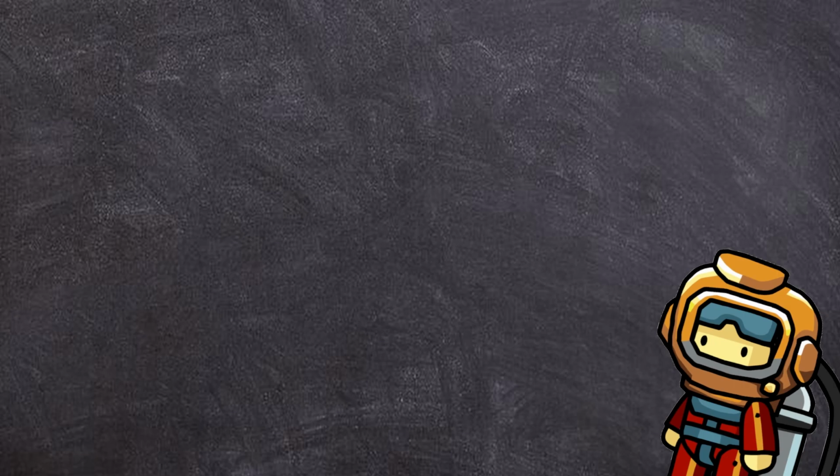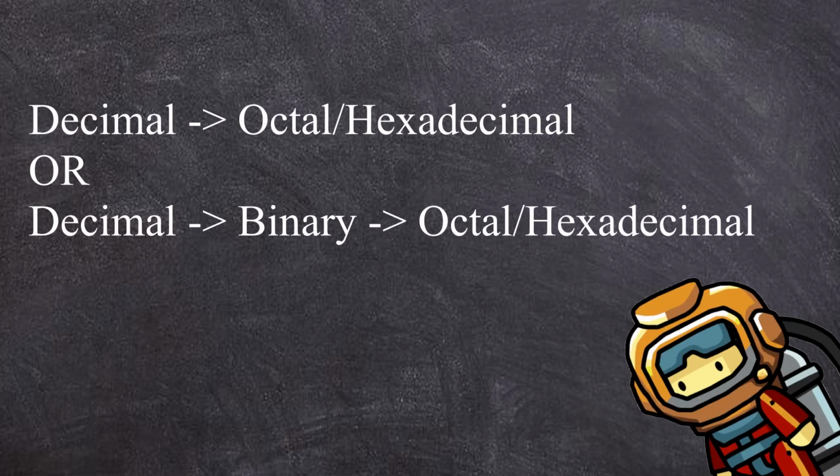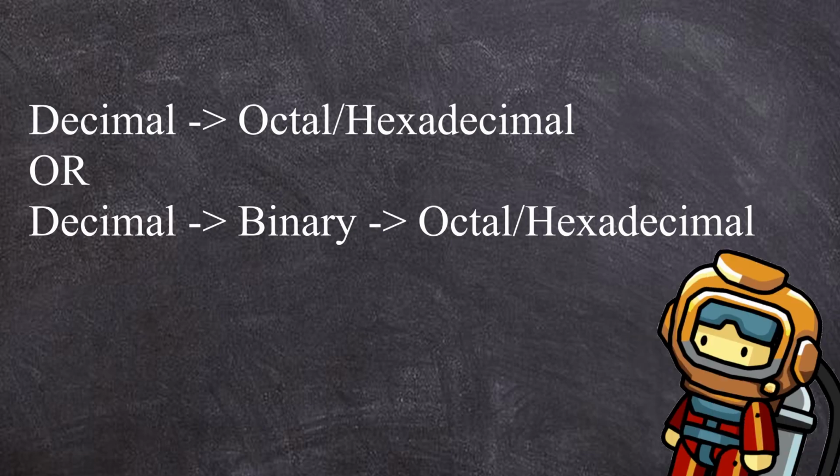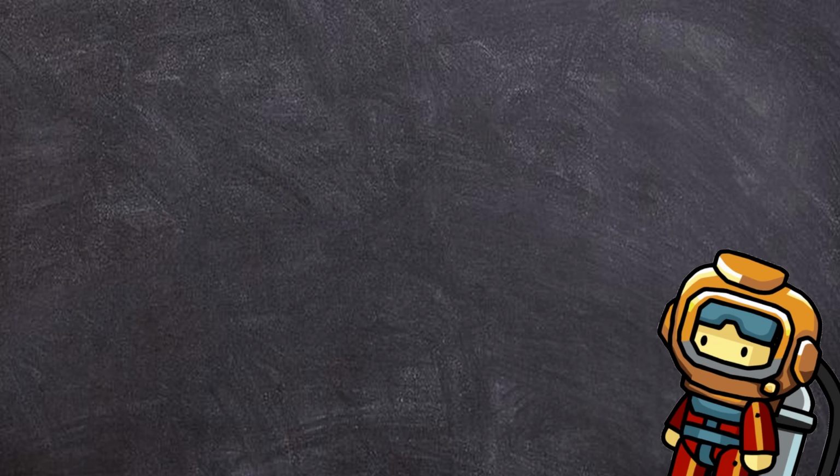Converting a number to octal or hexadecimal can be done directly, but you can also use the intermediary step of converting to binary first and then to octal or hexadecimal. This is probably going to be much easier, and this is the method that we'll be covering in the next section.